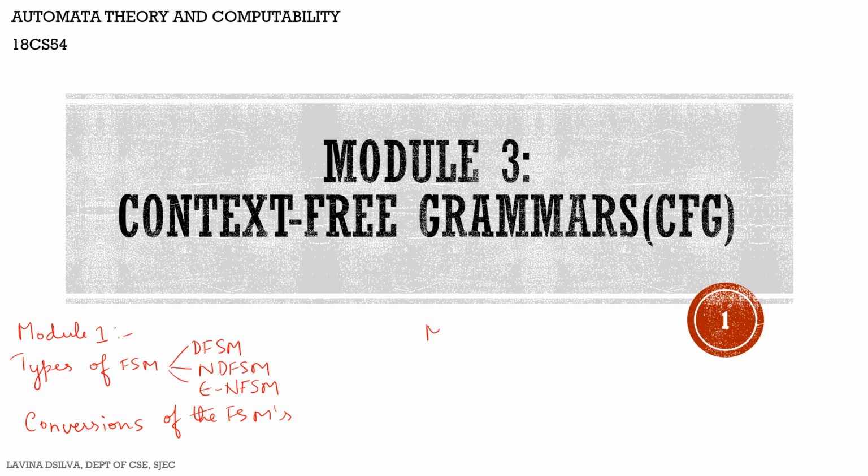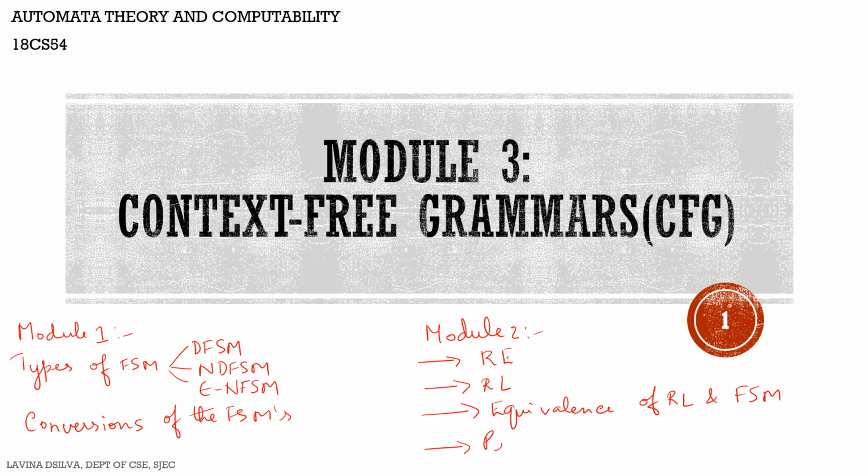Next, in module 2, we learned the concept of regular expressions. We learned the concept of regular languages. We also saw how we could check the equivalence of the regular languages and the finite state machines. And finally, we had studied the properties of regular languages. So this was what we had done in our module 1 and module 2.